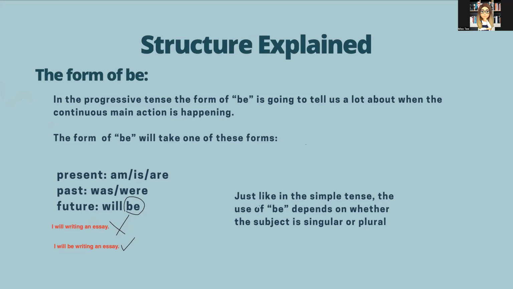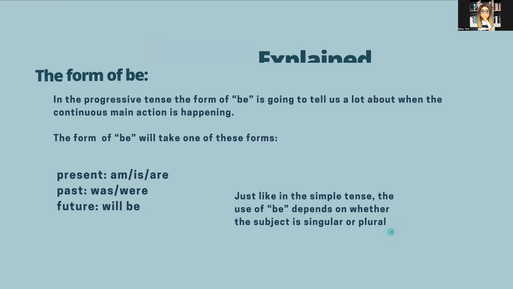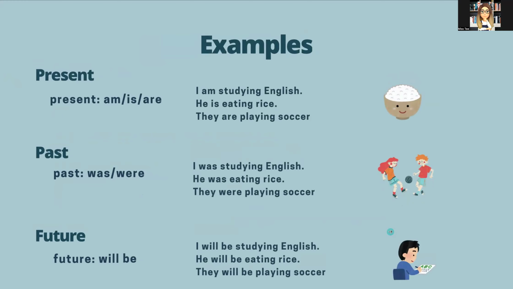So with all that said, it's just a little note over here, something I've already said. Just like in the simple tense, the use of be depends on whether the subject is singular or plural. So just to repeat, is is for a singular subject, was is for singular, are and were are plural, and my personal favorite is future. It's the easiest to remember because it doesn't change. It's not influenced by the subject like the other tenses are. So this just breaks it down a little bit more for you and gives you some examples.